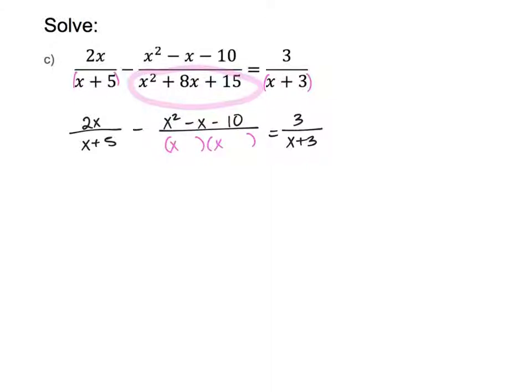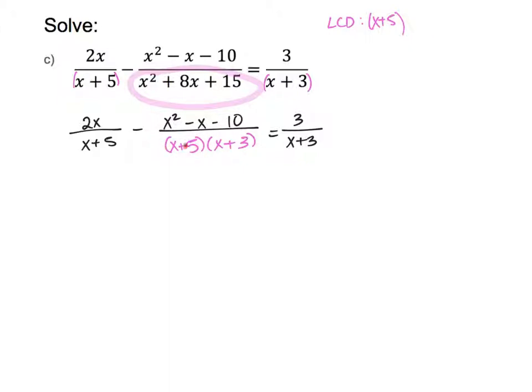So I want a 15, but two numbers that add to give me 8. Maybe 5 and 3 will work. Right? Because 5 times 3 is 15, and 5 plus 3 is 8. So when I look at this here, I can sense that my LCD, or least common denominator, is going to be an x plus 5 and an x plus 3. And then this middle one already has these two terms. So I look here and I see an x plus 5. So I need an x plus 5.